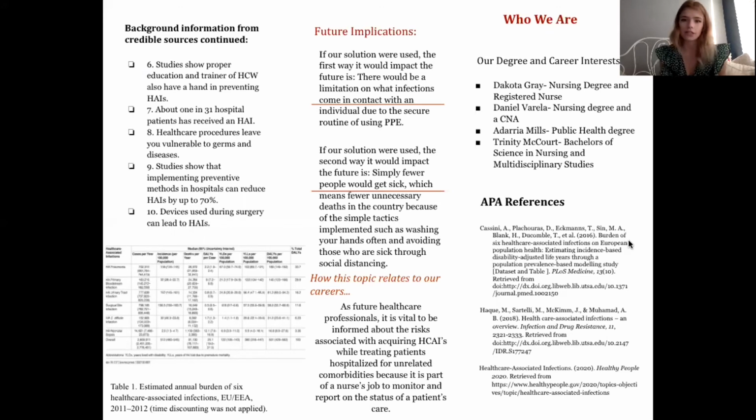So this topic relates to our careers because as future healthcare professionals, it is vital to be informed about the risks associated with acquiring healthcare-associated infections while treating patients hospitalized for unrelated comorbidities, because it is part of a nurse's job to monitor and report on the status of a patient's care.